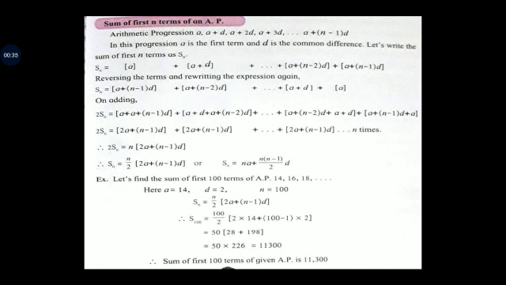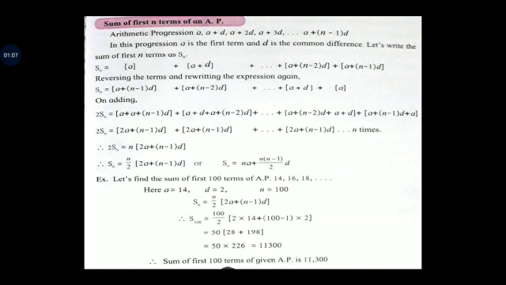Or you can use the same formula as Sn is equal to na plus n into (n minus 1) by 2 into d. Now on the basis of that formula, I'll show you one example. The example is, let's find the sum of first 100 terms of the AP. The sequence given is 14, 16, 18 and so on.